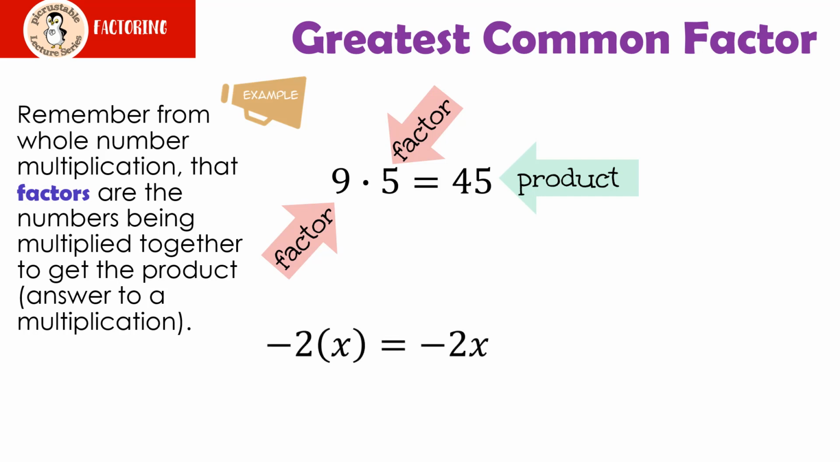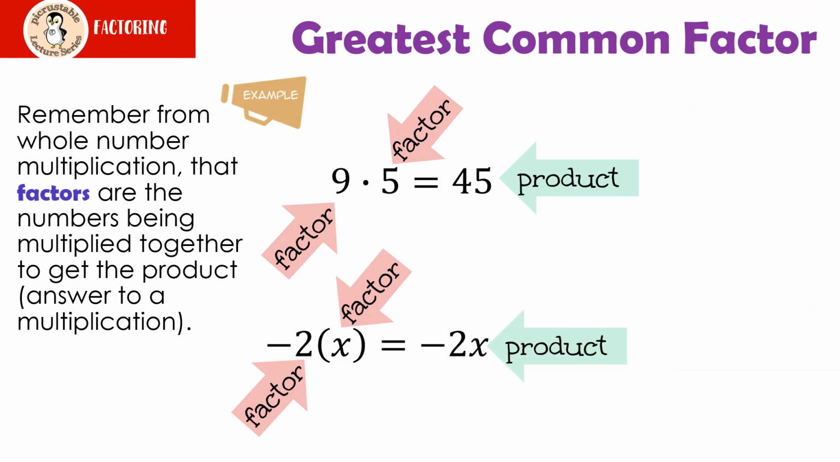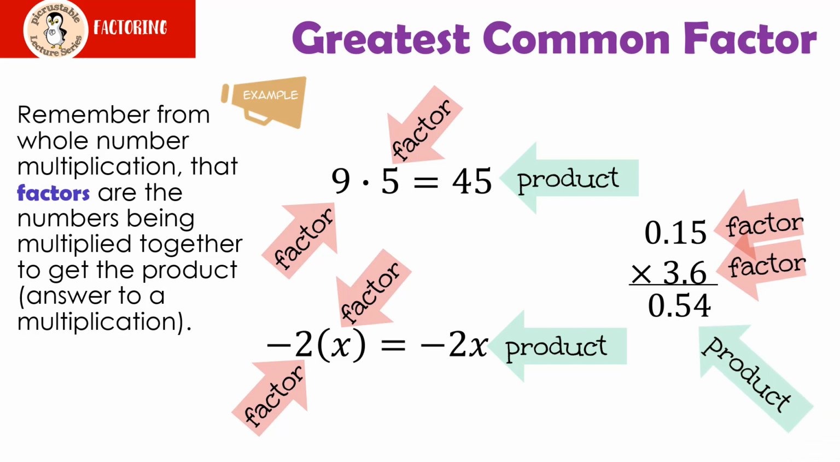Negative 2 times x. Well, negative 2 is a factor, and x is a factor, because we're multiplying those two together to get our product of negative 2x. It even works when we multiply vertically. Here's my factor, and then here's my product.